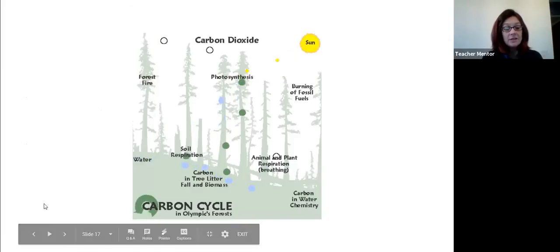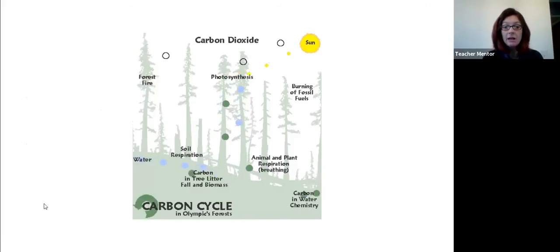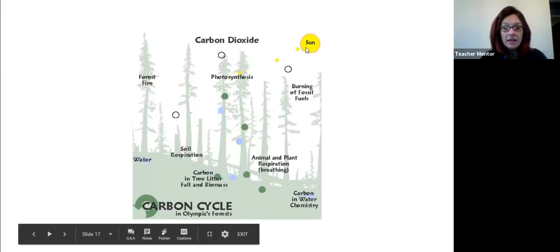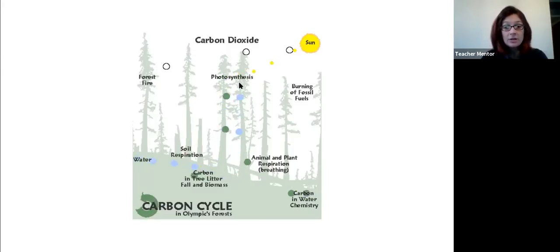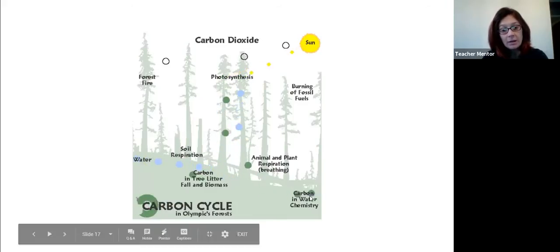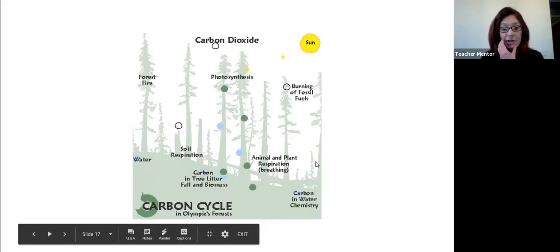Okay, I found this video interesting. And again, it can be a little overwhelming and it takes a minute to fully understand, but I thought it was very interesting. So there's a carbon cycle in Olympus forest. So we have the sun giving off carbon. So now this carbon dioxide can be used for photosynthesis. So it's the green circles that are flowing through.